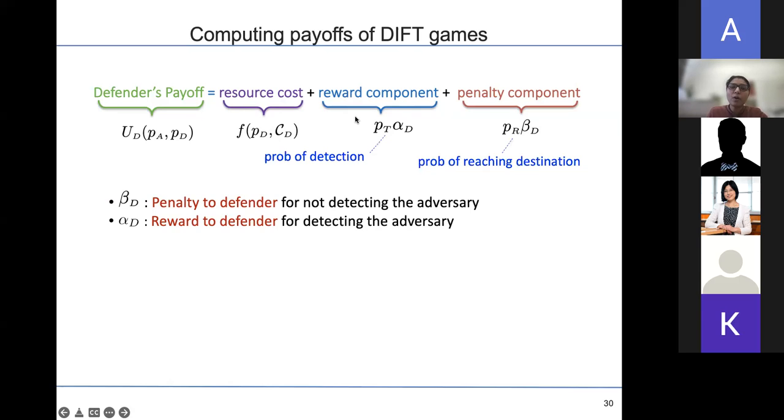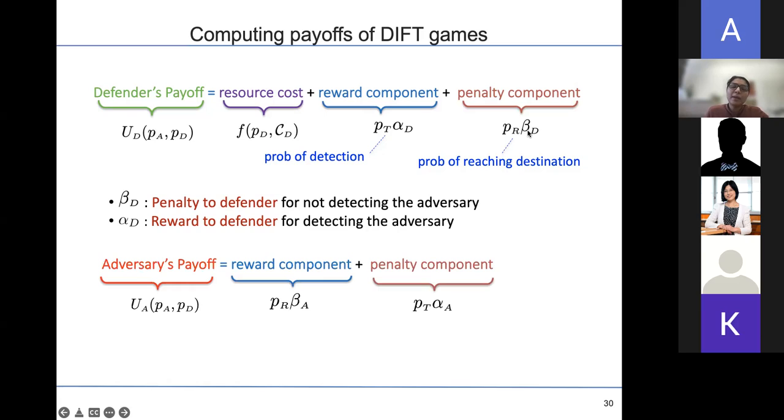And then there is a reward component, PT times alpha D. Here PT is the probability that the defender will detect the attack, and alpha D is the reward he will get if he detects, because he is detecting the attack, so he gets a reward. And PR is the probability with which the adversary will reach the destination. And in that case, the defender should get a penalty because he failed to detect the attack, and hence he is getting a penalty, which is beta D, right?